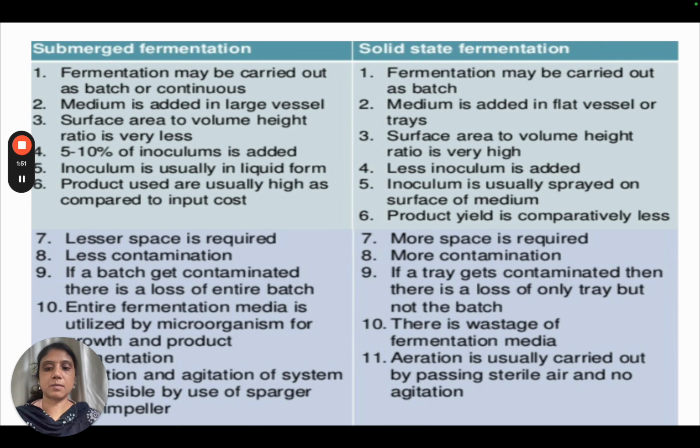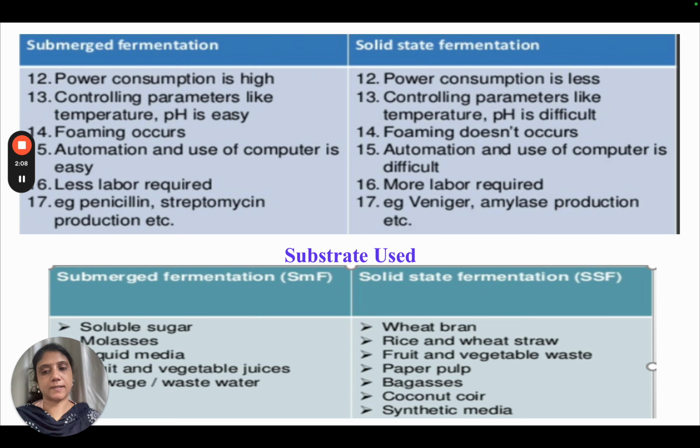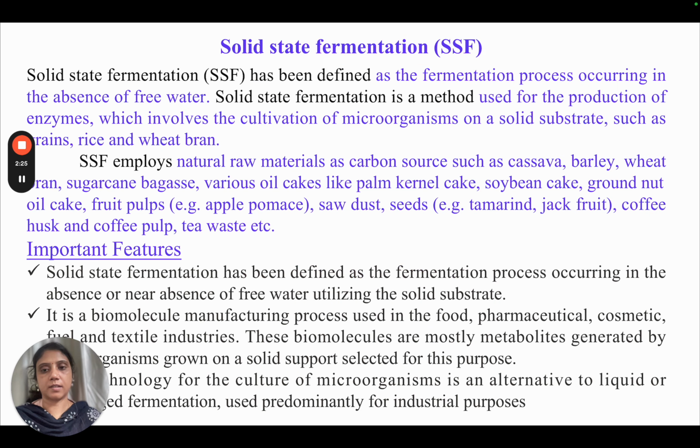In the case of submerged fermentation, we have an aeration and agitation system using sparger and impeller. But in solid state fermentation, aeration is carried out by passing sterile air, but there is no agitation. Since there is no agitation, no foaming is present. But in submerged fermentation, there will be foaming. Power consumption is very high in submerged fermentation, and the whole process is automated. But in solid state fermentation, the power consumption is low and automation cannot work out. And these are the important features.